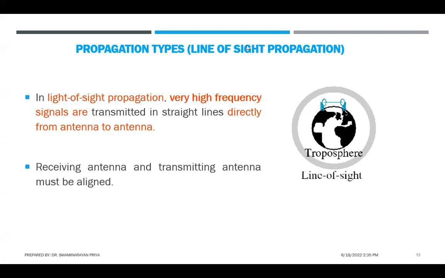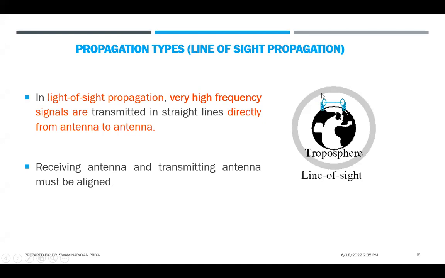So we have to take care that there should not be any kind of obstacle. So how can we cover more and more distance? By increasing the height of the tower. As and when we increase the height of the tower, we can overcome the obstacle issue. But again, there is always a limitation on the height of the tower.